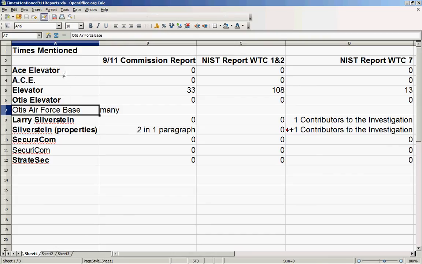So none of the workers who were in the elevator shafts, the best place to plant explosives, were mentioned at all in the 9/11 Commission Report.